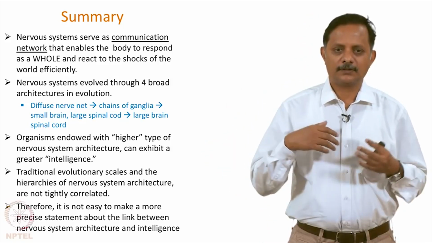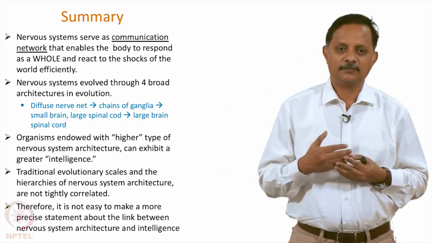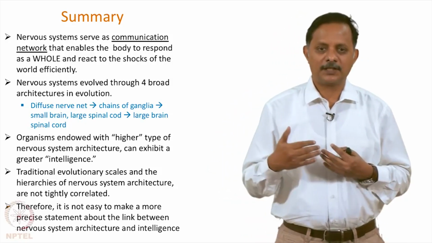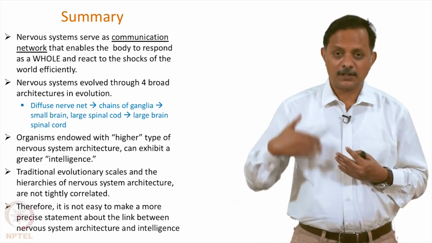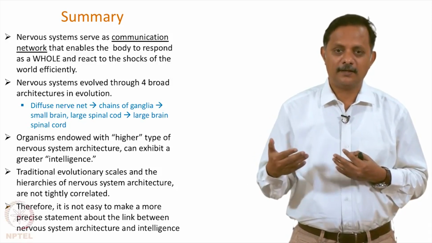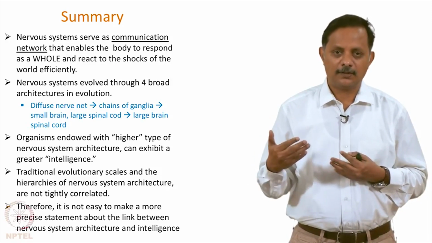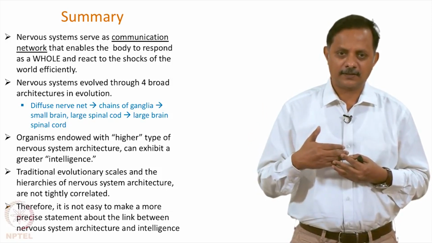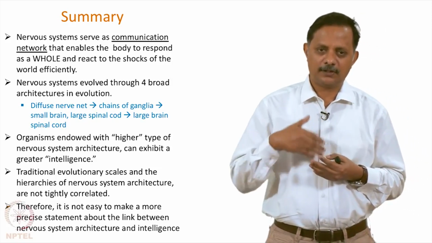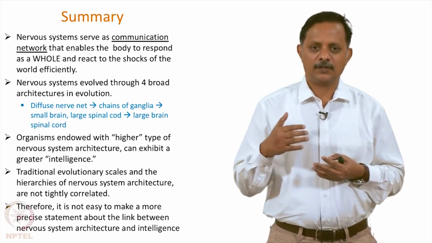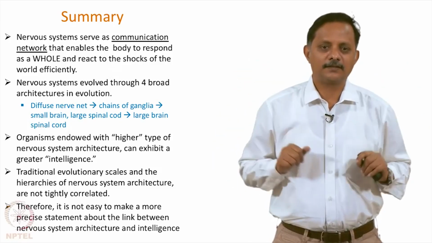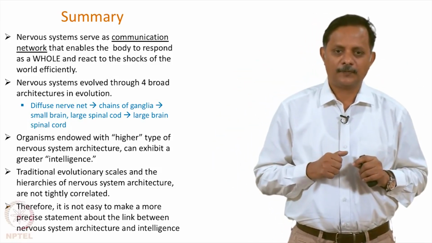So, the organisms with the higher type of nervous system can exhibit greater intelligence. What is higher type? For example, a large brain and a small spinal cord is better than a small brain and a large spinal cord, which is better than a chain of ganglia kind of nervous system, which again is better than a diffuse nerve net. So, it is a question of what kind of nervous system an organism has that will determine what kind of intelligence the organism can exhibit.